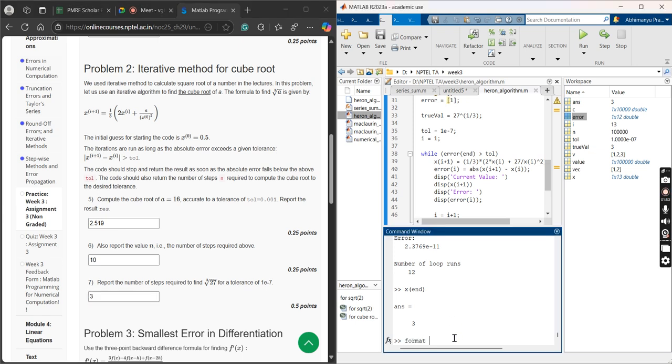If I enter format long, yeah, still it's 3.